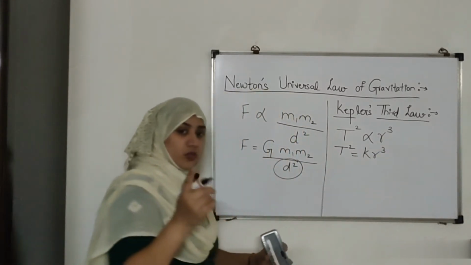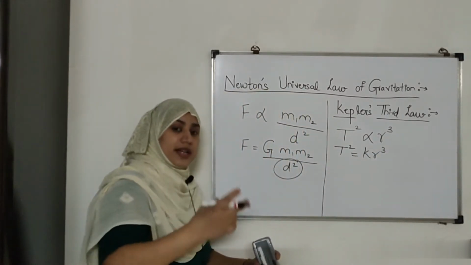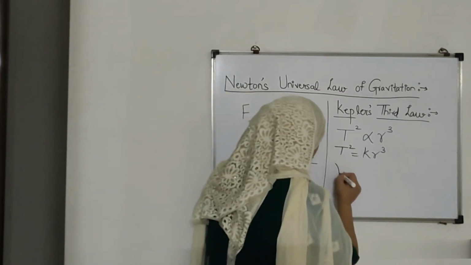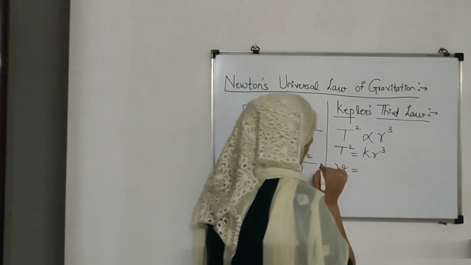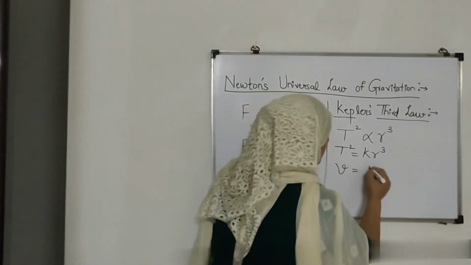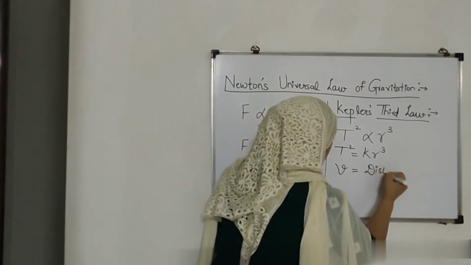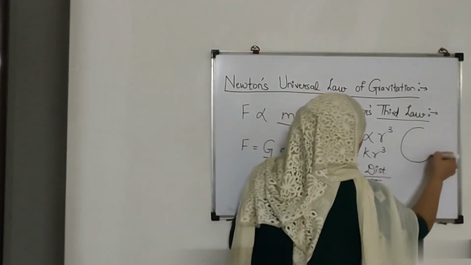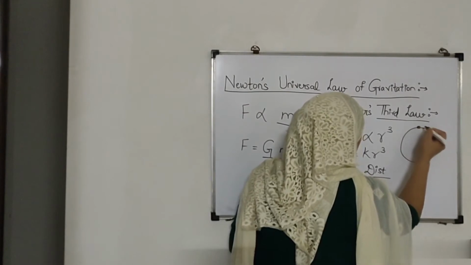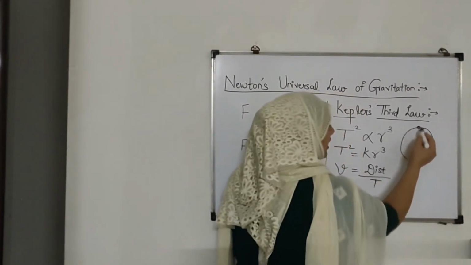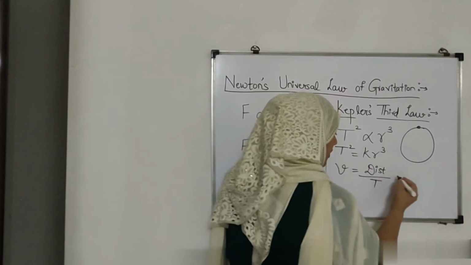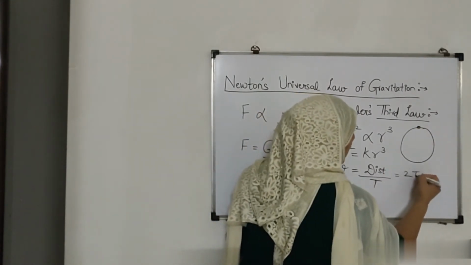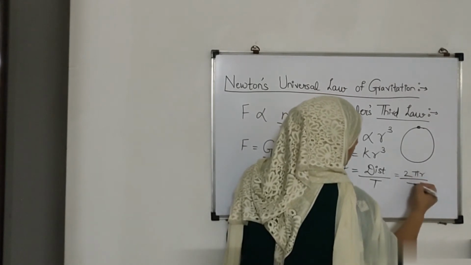Now let me assume the motion of the planet around the sun to be circular motion. What is the velocity of a particle performing circular motion? It is the distance traveled upon time. When the particle is moving along the circle, the distance is the circumference, which is 2 pi r, so v equals 2 pi r upon T.